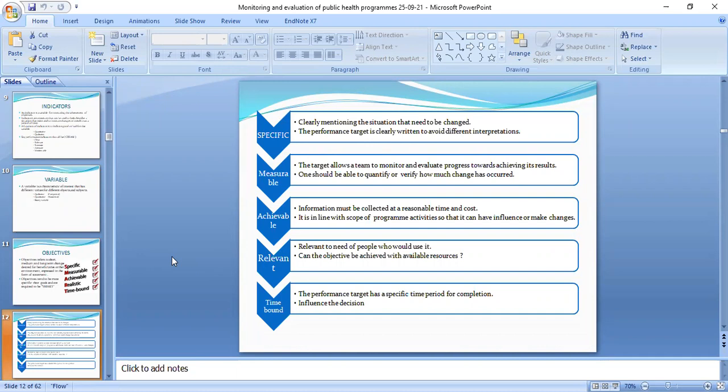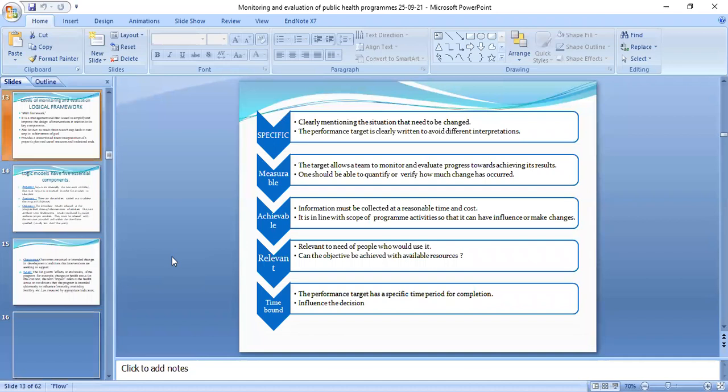And it is achievable. Information must be collected at a reasonable time and cost, and it is in line with the scope of program activities so that it can have influence or make changes. And relevant to the needs of people who would use it. The question is: can the objective be achieved with the available resources? And it should be time-bound. The performance target has a specific time period for completion, so that it has influence over decision making.